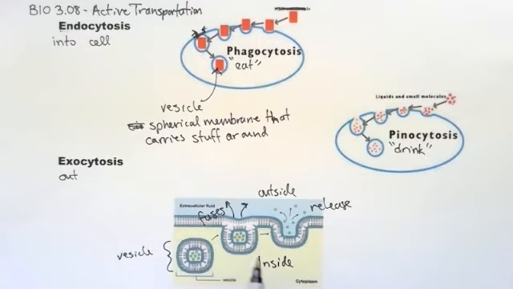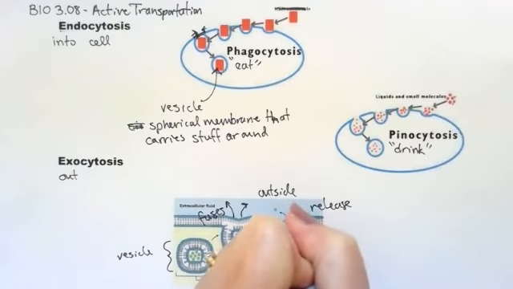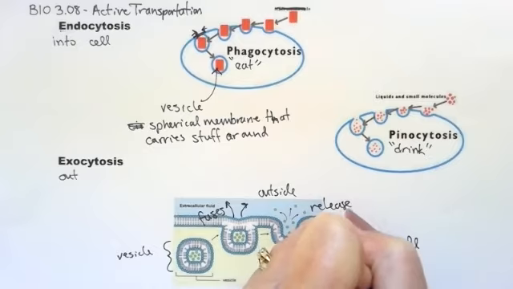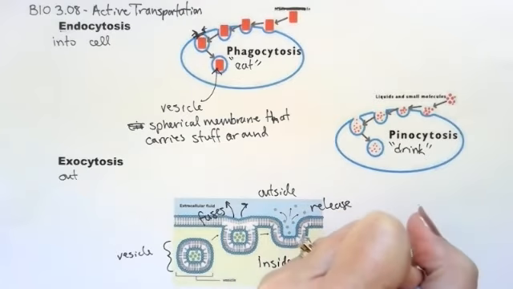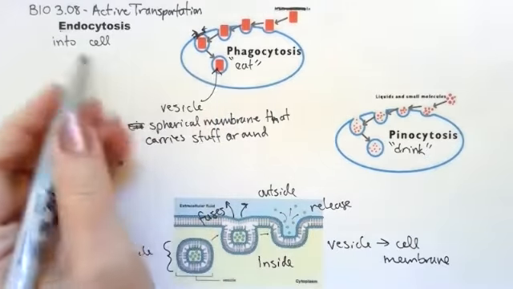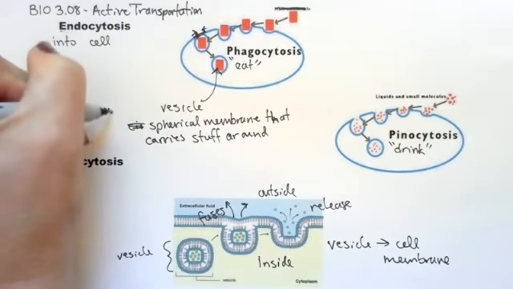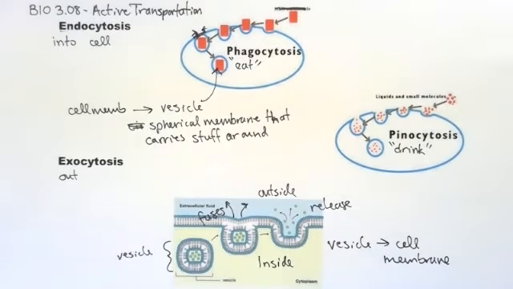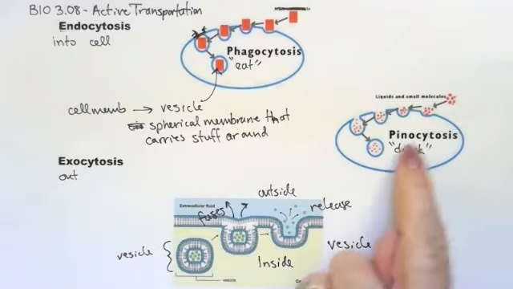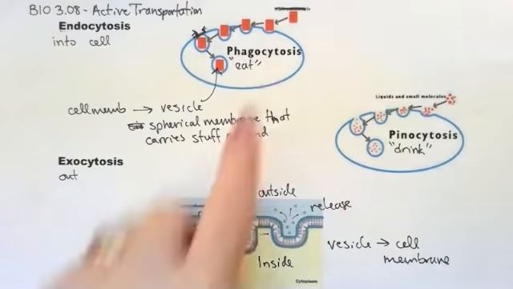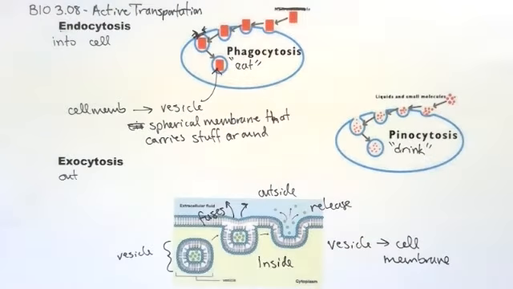So with exocytosis, we go from vesicle to cell membrane. And with endocytosis, we go from cell membrane or plasma membrane to vesicle. But this takes a lot of energy, and it takes it in the form of ATP, because we're pulling in a large portion of the cell membrane. This movement doesn't just automatically happen.